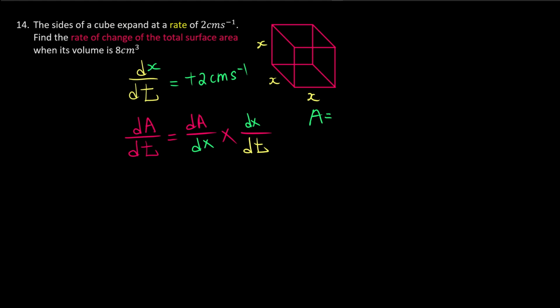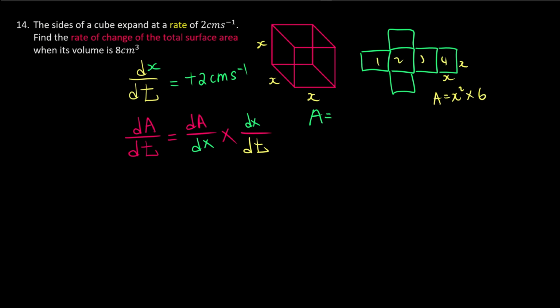So how to find the total surface area? We can just draw the net of the cube. A cube just consists of 6 squares. In order to find the total surface area, we can first find the area of an individual square. Since all of the lengths are x, x times x for one area is going to be x squared. But since this is total surface area, it's going to be times 6 because we have 6 faces: 1, 2, 3, 4, 5, 6. This is why the total surface area is 6x squared.